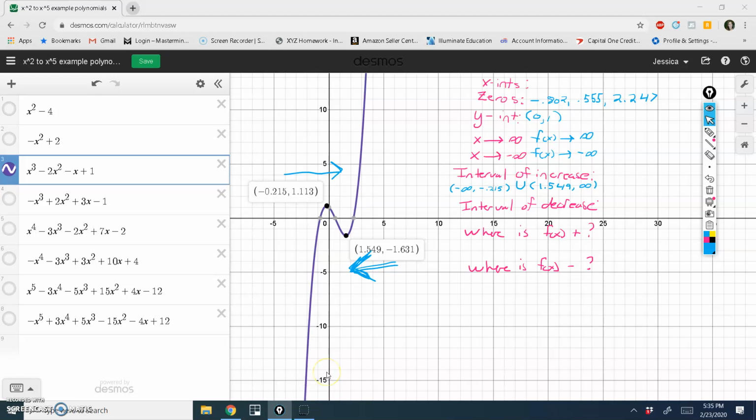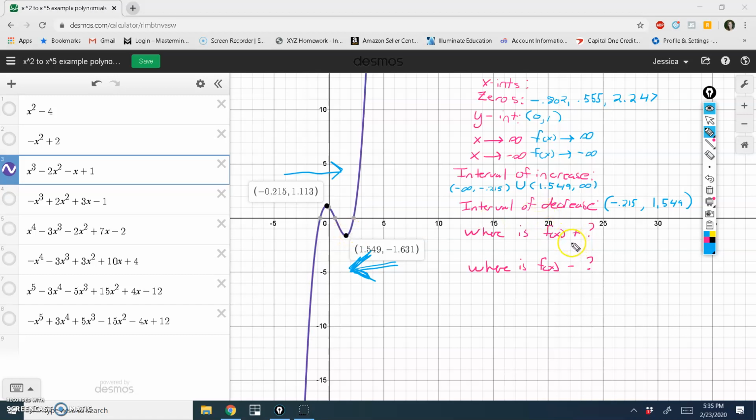So now let's check interval of decreasing. I want to know where is it that I'm going down. Well, I'm going up here and I'm going up here. The only interval I'm going down is between that dot and that dot. So the interval of decreasing is going to be from negative 0.215 to 1.549. Okay, from there to there, we're decreasing.